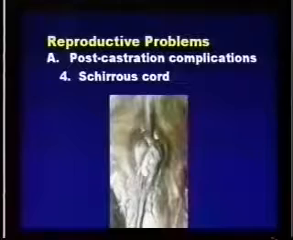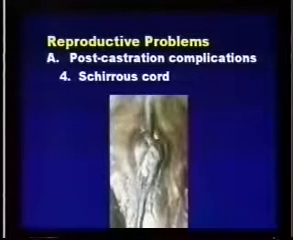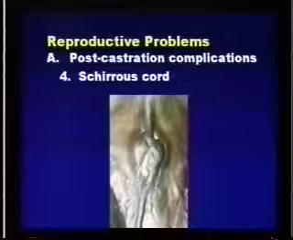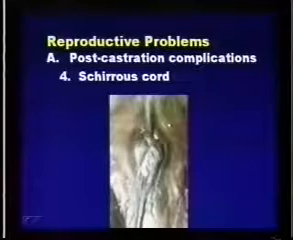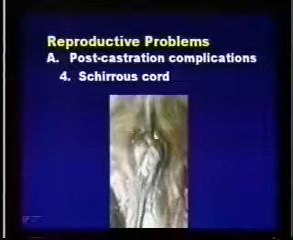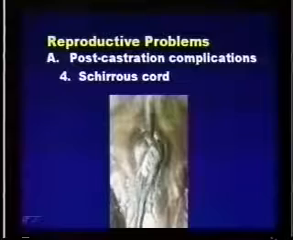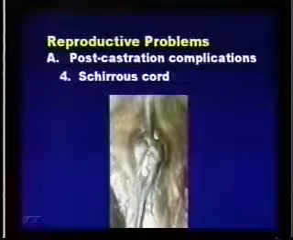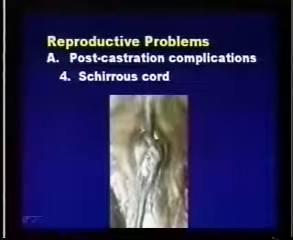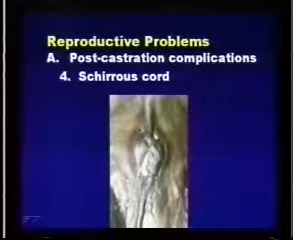Another complication of castration is the formation of a spurious cord. This picture depicts a horse that has had a castration. It's actually anesthetized in dorsal recumbency. This is the remnant of the scrotum here, and this white material that you see here is purulent drainage from one of the castration incisions.